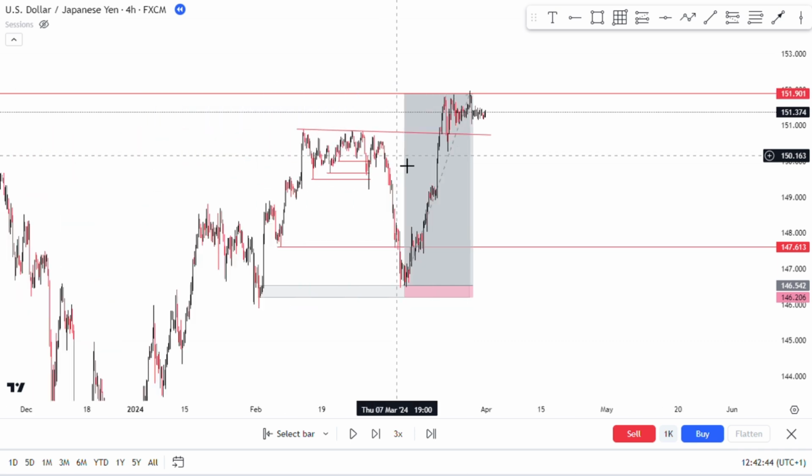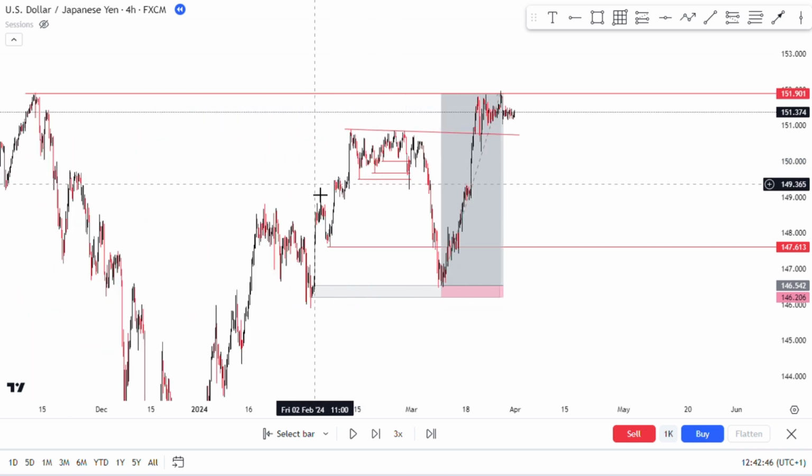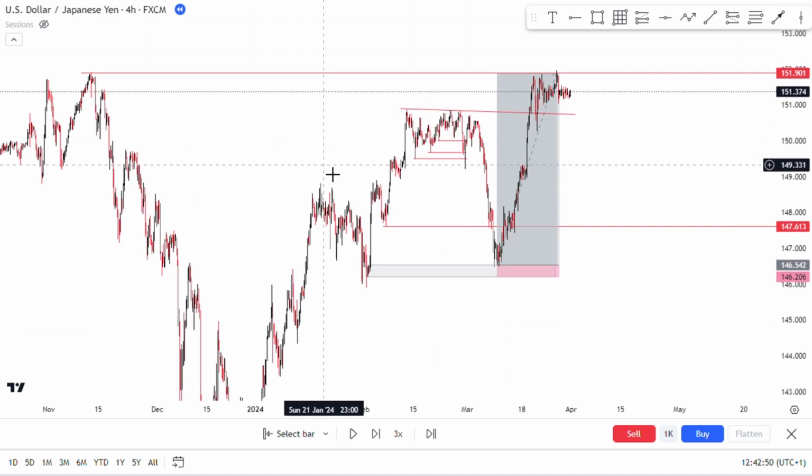So that's how to identify a real demand zone and also a real supply zone. To identify a real demand zone, price has to break two or more highs. For a supply zone, price has to break more than two lows.